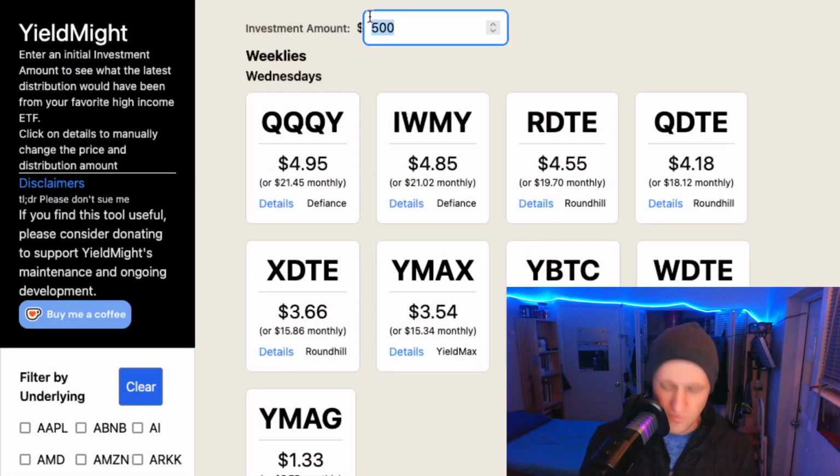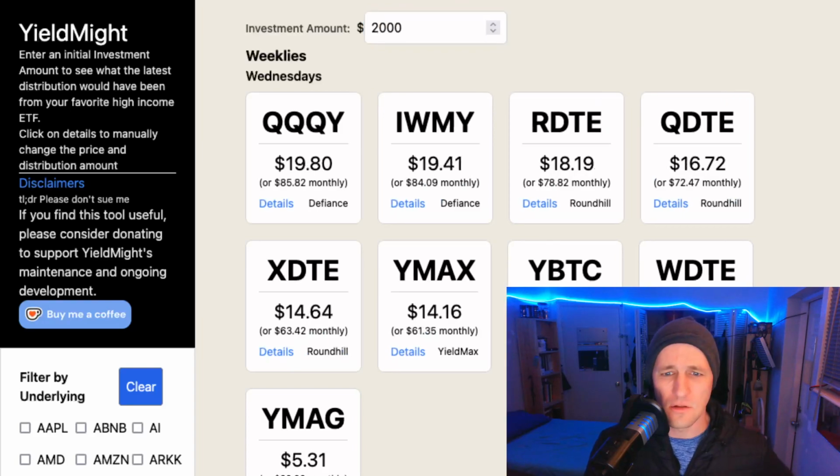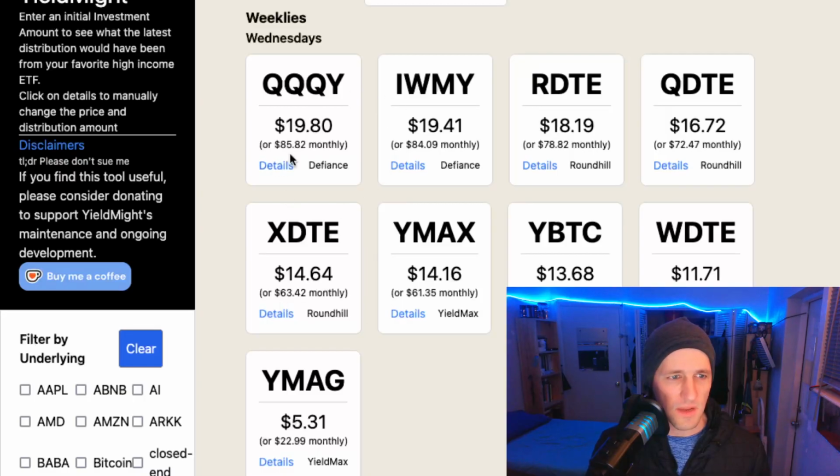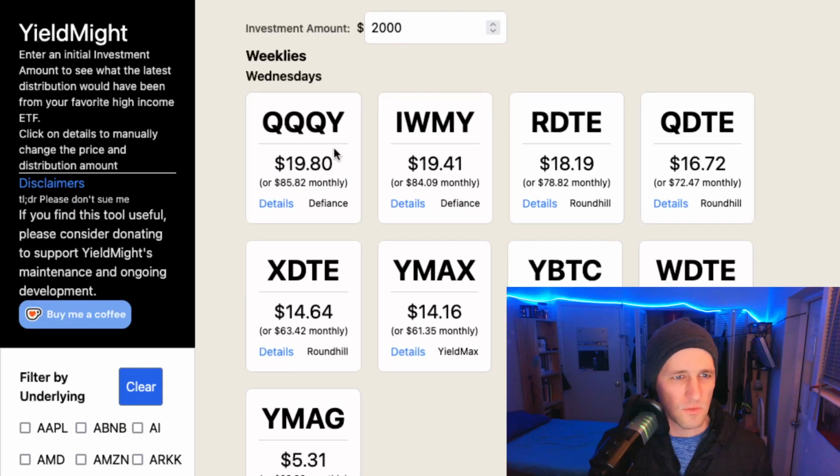So let's say you just got $2,000 in a bonus or something, and let's look and see what the payouts are going to be. And these are the weekly funds. So this is a weekly payout. QQQY would give you for 2,000 initial, it would give you about $20, and then RDTE, QDTE, XDTE, YieldMax, YBTC, YMAG. It tells you just very basically what you're going to get out of those yields.